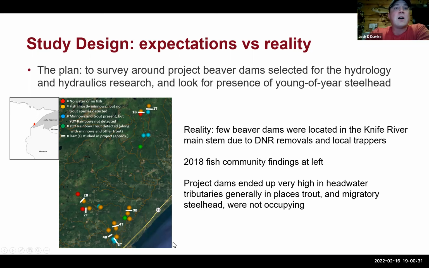And the important colors to look for are green. That's where we found young of the year steelhead. And you notice that those green dots are not anywhere near the project dams. We had some fish assemblages around the dams that had other trout species like brook trout or brown trout, but most of the time these were populations of minnows. So the dams were high up in the headwaters, just where we weren't going to be able to answer this question as we intended because we didn't have the right fish populations around them. Next.